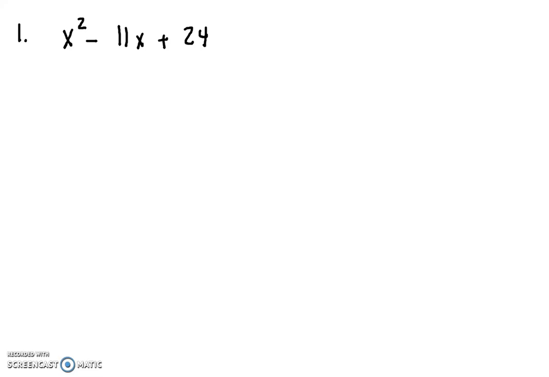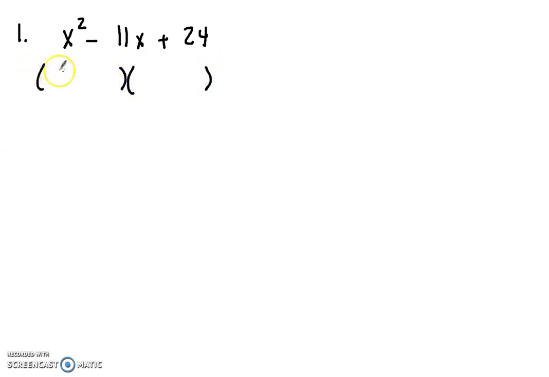Today I'm going to do some factoring of trinomials. Some will have a lead coefficient and some will not. So the first one I have, x squared minus 11x plus 24, is a trinomial with no lead coefficient. So because there is no lead coefficient, I'm going to go ahead and put my parentheses.